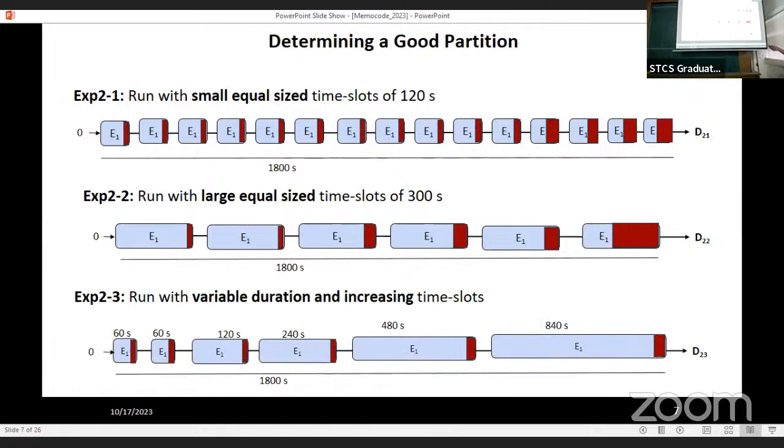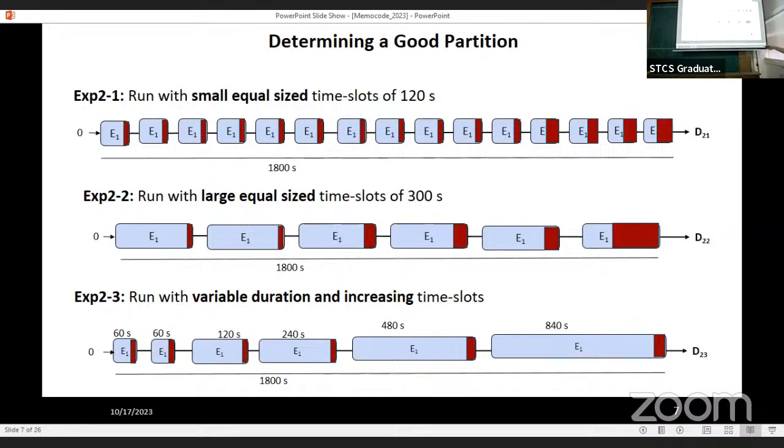What we did was run some very simple vanilla no-brainer experiments. We took 120-second slots each, partitioned into 15 slots, 1800 seconds. Interestingly, each of these small slots started having fragmentation. As you go deeper and deeper, the clauses get bigger and bigger, so this wasted time started increasing. Vis-a-vis, when we ran with large equal-size time slots of 300 seconds each, the same phenomenon was observed. As you go deeper and deeper, the time wasted increases.